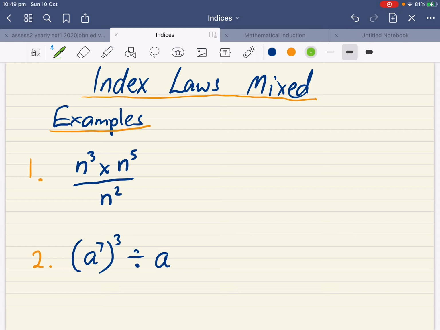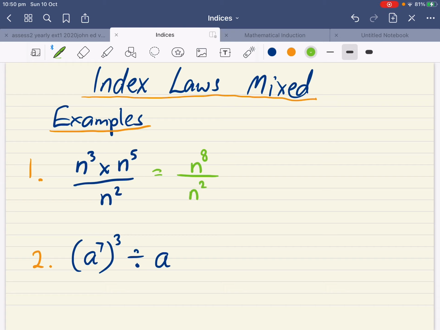So this first one's combining index law 1 and 2 together. And again, instead of trying to do them all at the same time and getting overwhelmed, your best bet is just to do one at a time. Treat this as just 2 separate simple questions. So the first step, if we look at the top, you've got n cubed times n to the power of 5. That's just index law number 1, which we know, keep the base the same, add the powers. So you get n to the 8 there.